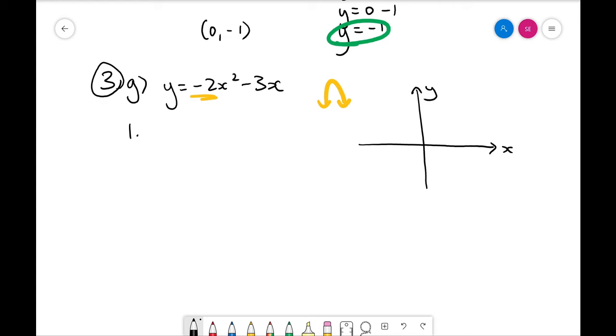Alright, so let's find the y-intercept first. So we let x equal 0. So we'll get y is equal to 0 minus 0 there, so it's 0. So we know it's going to intercept the y-axis at this point here. We'll do our x-intercept.